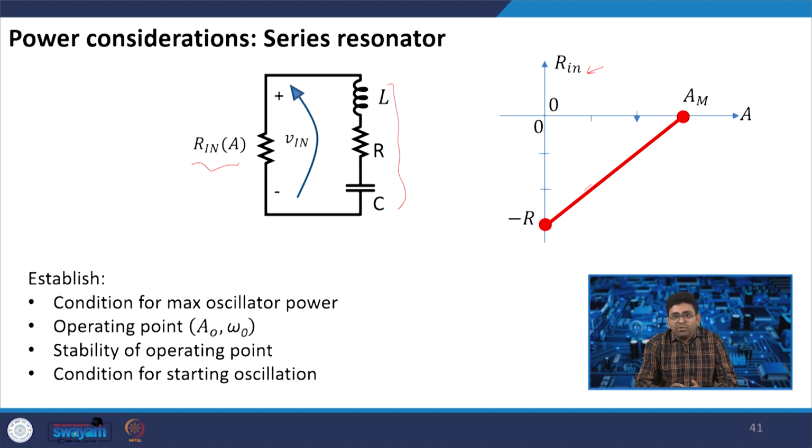So, we want to have a maximum power. In order to establish that, what we need is the condition for maximum oscillator power: the operating point A naught and omega naught. We need to find the amplitude A naught and omega naught. It should be stable, so it should satisfy the Kurokawa identity and the condition for starting the oscillation. Now, based on this function, we will find out the different values.